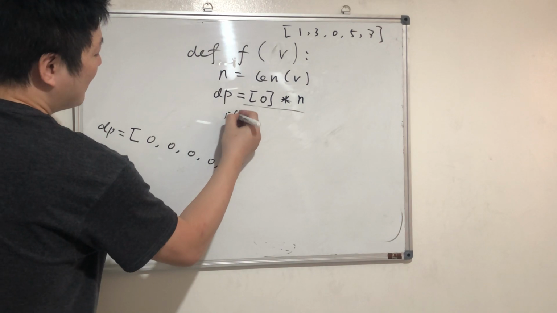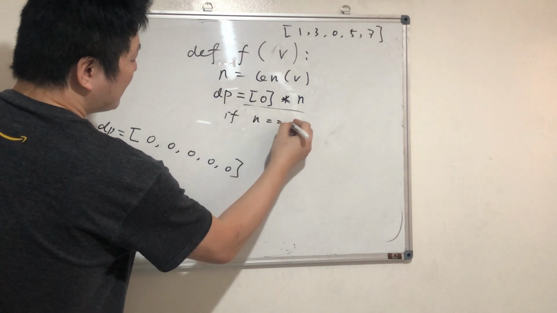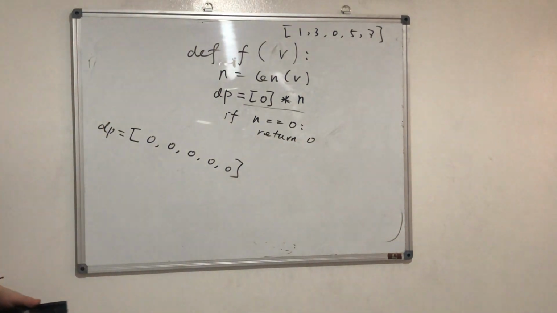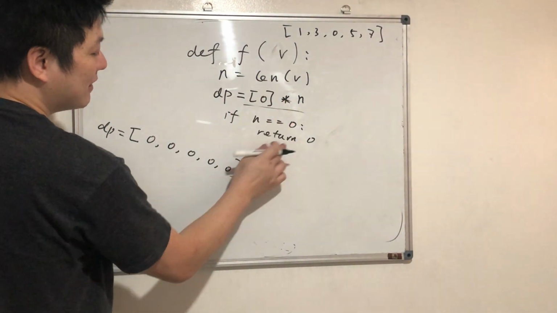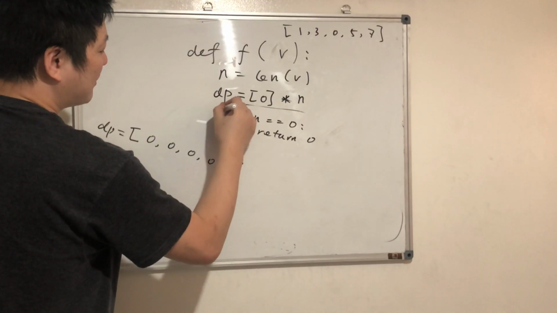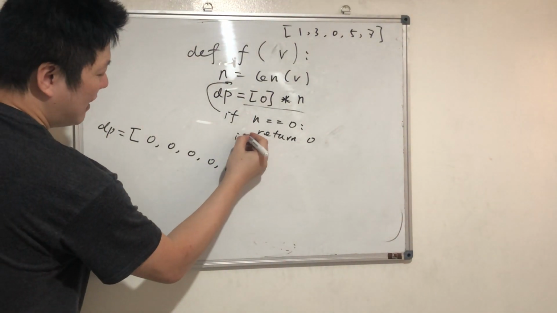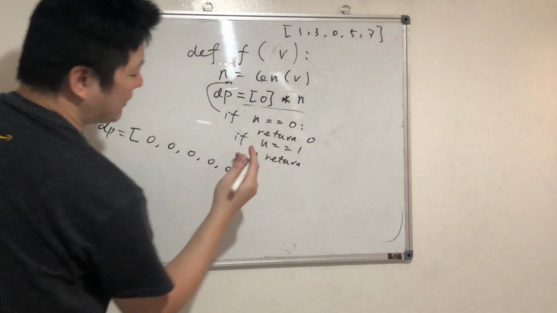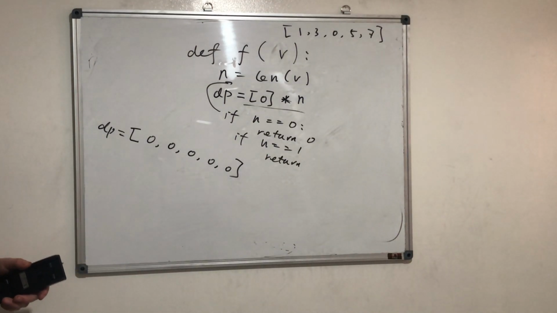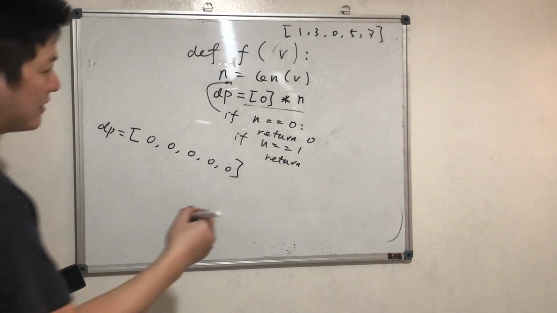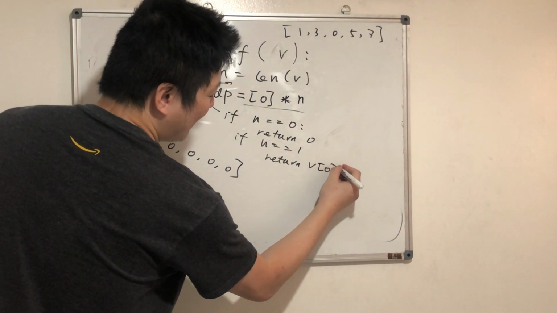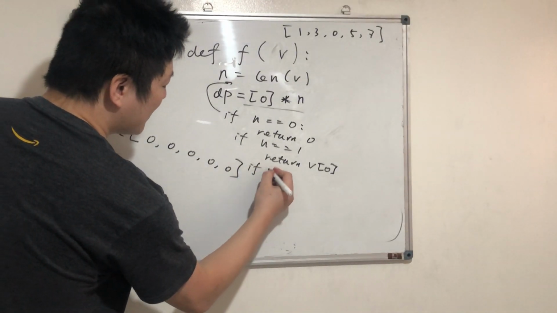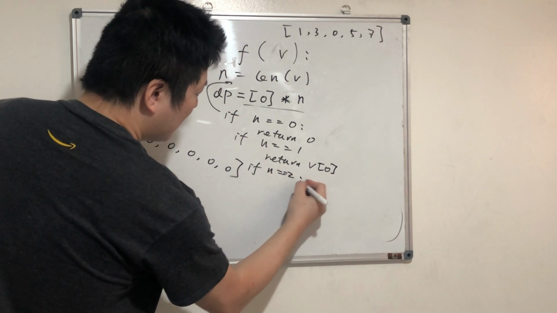Now, look, if n equals 0, we return 0. If there are no houses, we return 0. It doesn't matter. If n equals 1, what should we return? If there's only one house, what should we return? Pick it, which is V0, the first house. If n equals 2, the biggest one.